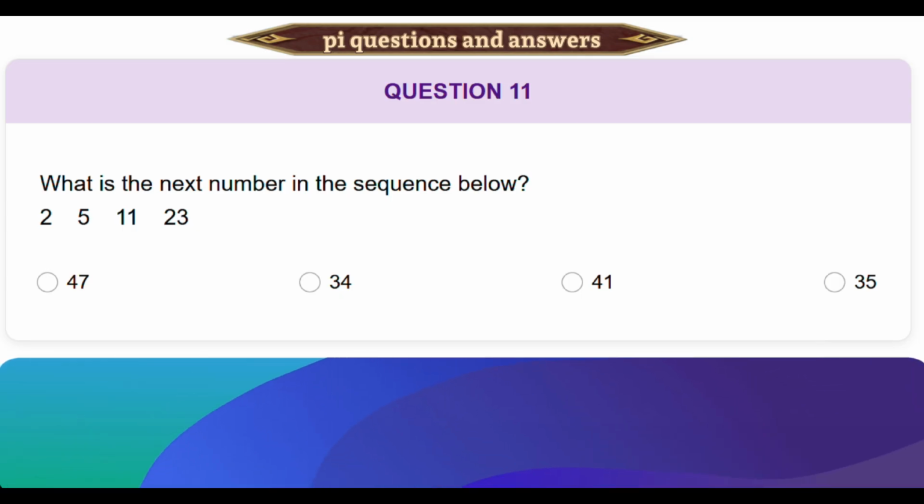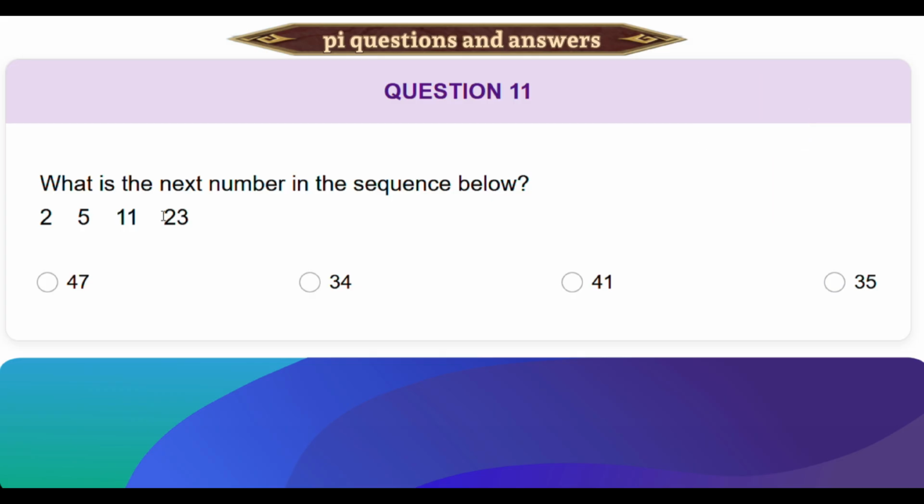Question 11. What is the next number in the sequence below? Sequence: 2, 5, 11, 23. Options: 47, 34, 41, 35. The question shows a sequence of numbers 2, 5, 11, 23. Your task is to find the next number. The choices are 47, 34, 41, or 35.